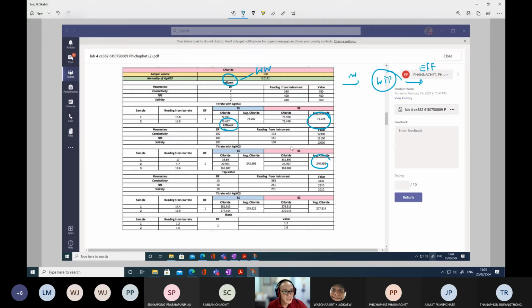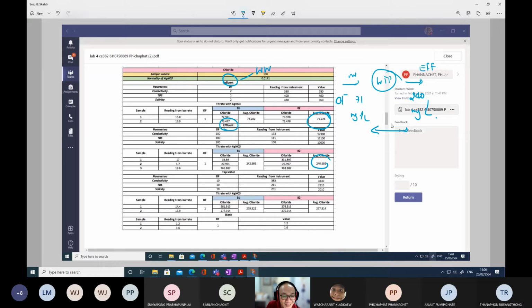So there is one thing you should make a remark. Chloride in the influent, it's only 71 milligrams per liter. But at the end, you are getting up to 240 milligrams per liter. So there is a need for discussion here. Why did the treatment increase the concentrations of the chloride? How come? So this is the point you should actually discuss.